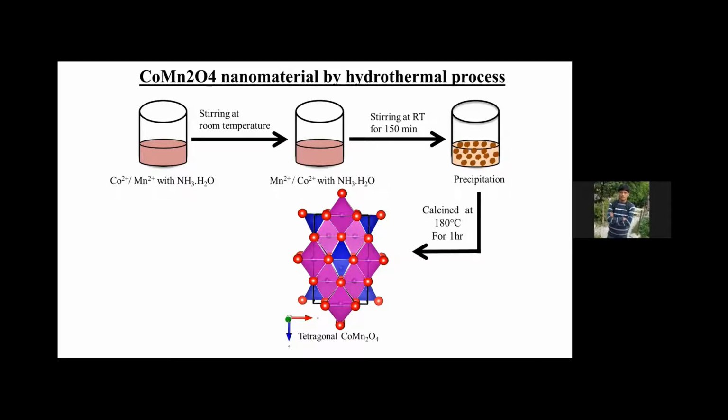So here is one example at room temperature: the hydrothermal process of cobalt manganese oxide. For starting, we take the required molar ratio of the cobalt and manganese precursors. For example, here we use cobalt nitrate and manganese nitrate and mix them very well. Because we want a different crystallization structure, we add a little bit of ammonium solution.